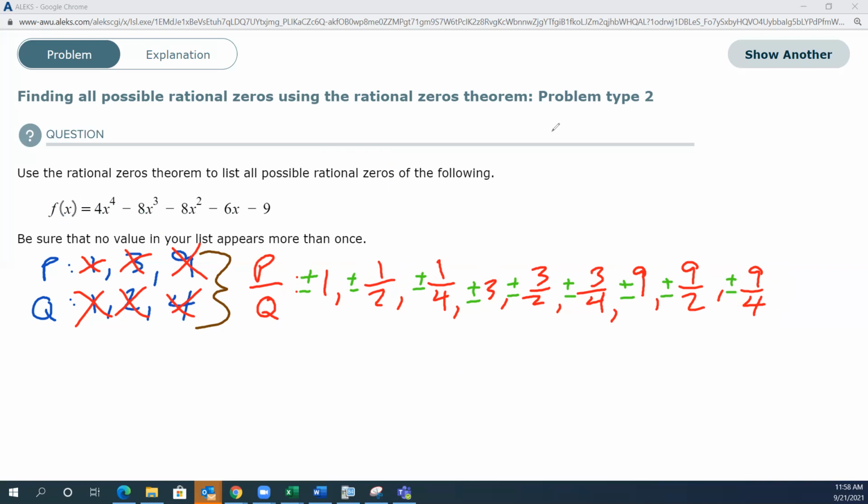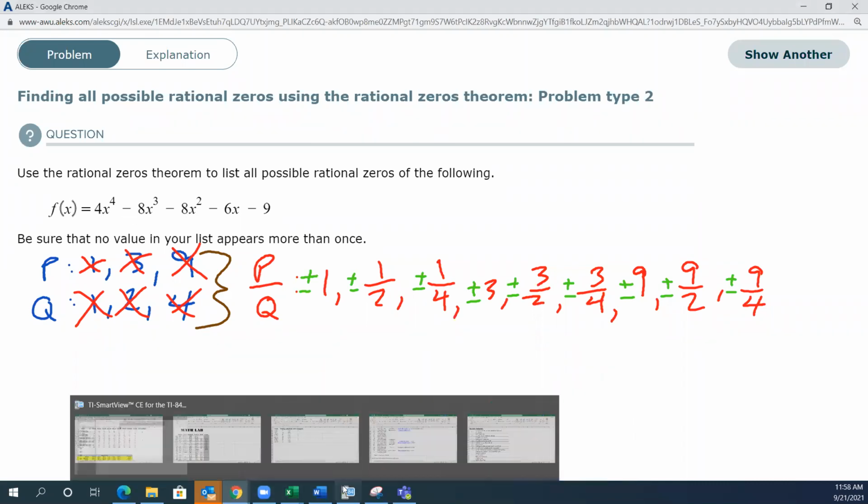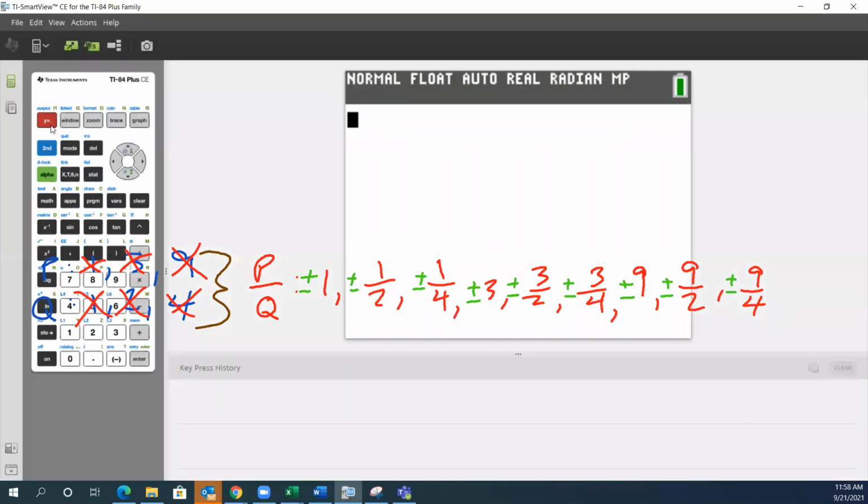We could do that by hand, but doggone it, I really am not interested in doing that. And I think we're probably going to be in agreement. So let's use the calculator. Let's plug our function into the calculator. So 4, -8, -8.